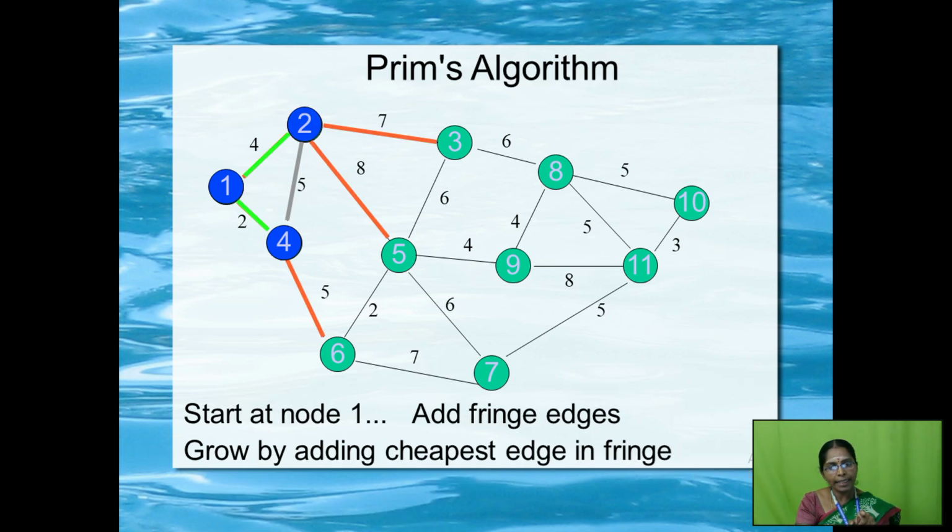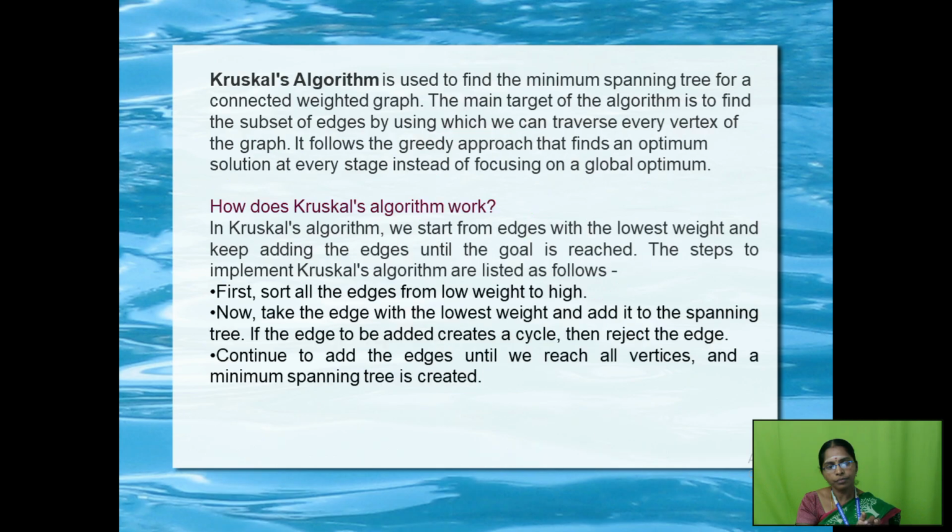Then again, likewise, we are finding the minimum cost, which one is the minimum among all the edges. From all the edges we are going to take the minimum cost among the 2 vertices. So this is the final cost.